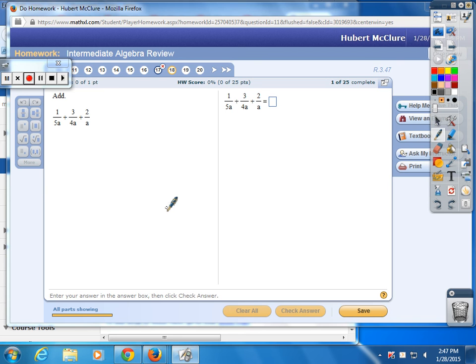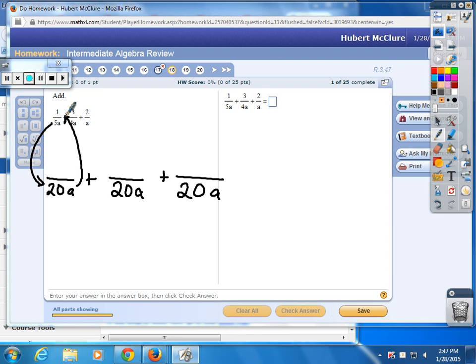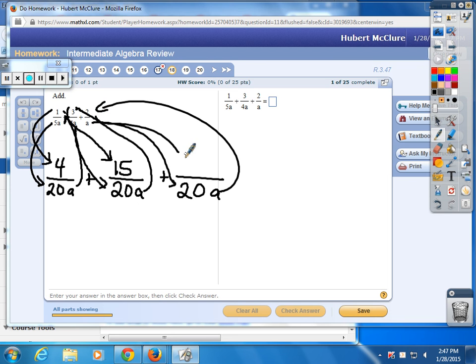Let me just rewrite. 20a plus 20a plus 20a. And how many times will 5a go into 20a? 4 times. 4 times 1 is 4. How many times will 4a go into 20a? 5 times. 5 times 3 is 15. How many times will a go into 20a? 20 times. 20 times 2 is 40. 40 plus 15 is 55, plus 4 is 59. So 59 over 20a.